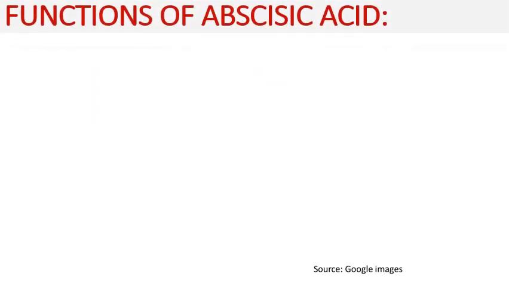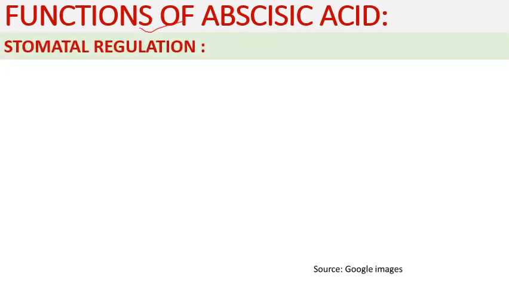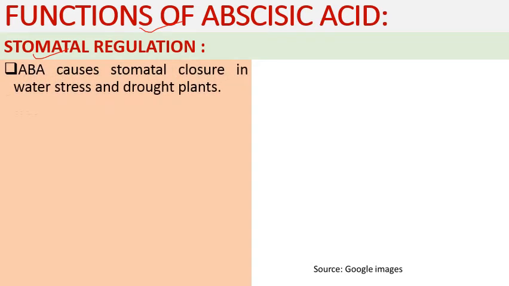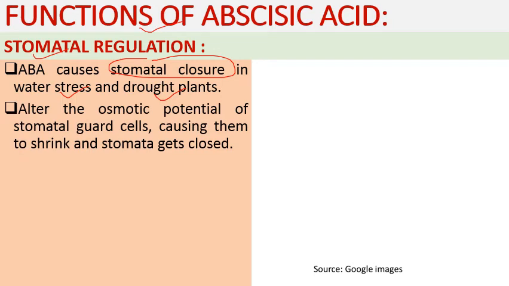Next, some physiological roles or functions of abscisic acid. So the first one is stomatal regulation. Abscisic acid controls the stomatal opening and closure. Under stress conditions, the guard cells of stomata become flaccid and stomata are closed. So ABA causes stomatal closure under water stress or drought stress conditions. It alters the osmotic potential of stomatal guard cells, causing them to shrink and resulting in stomatal closure.